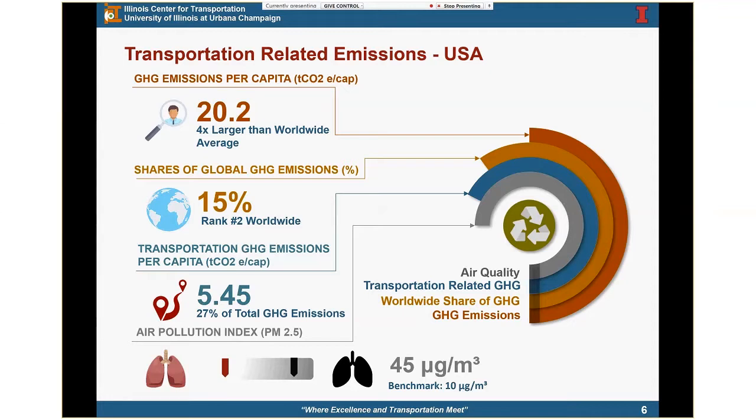But this is also having an impact on human health, and that's an average of 45 milligrams per meter cubed, and that's the air pollution, and that's almost 4.5 times the average that we have in the world.